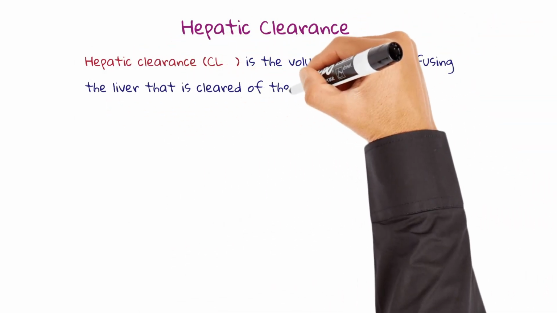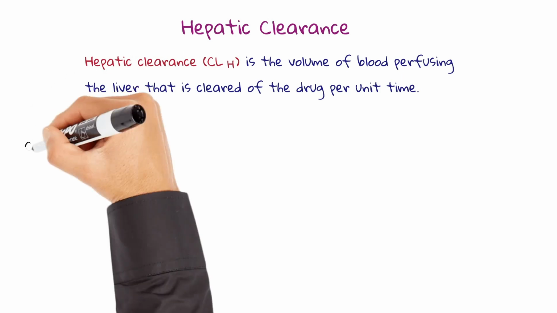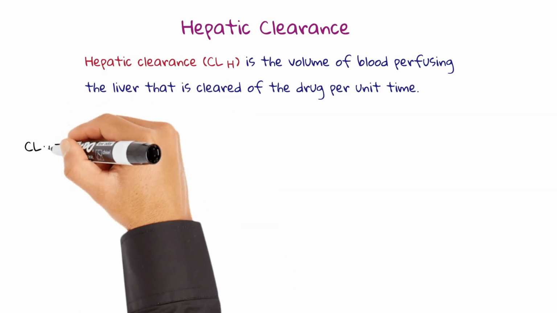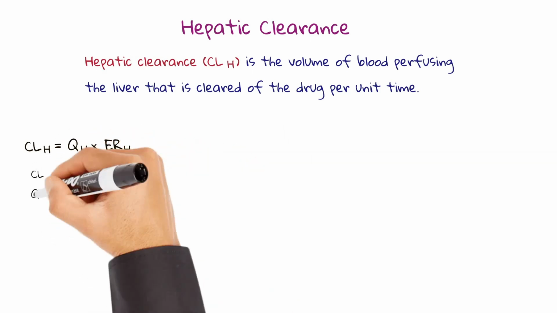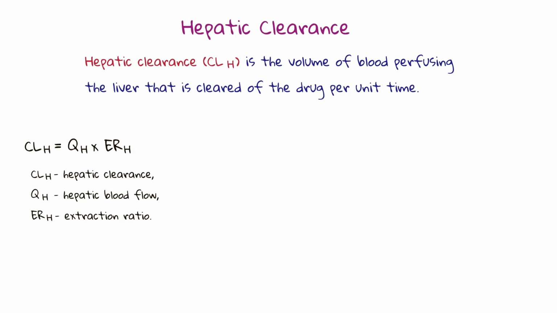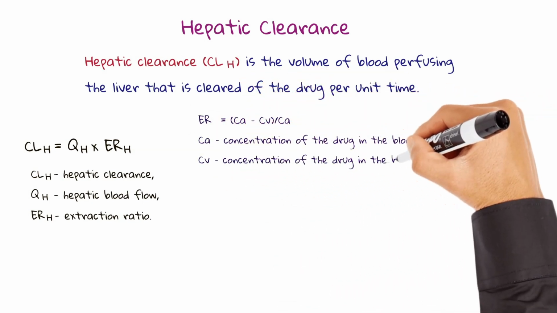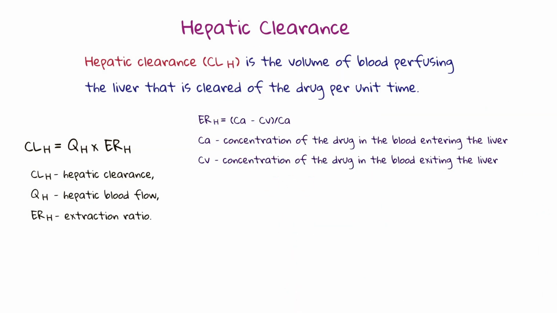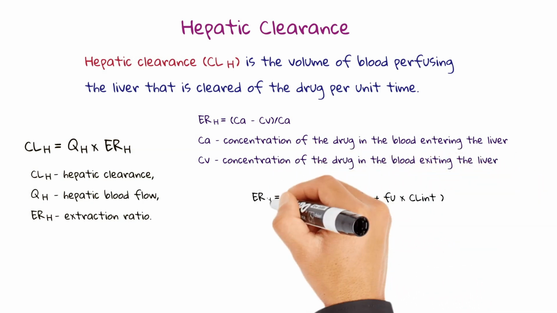Hepatic clearance is the volume of blood perfusing the liver that is cleared of the drug per unit time. Hepatic clearance is determined by hepatic blood flow and hepatic extraction ratio. The hepatic extraction ratio is the proportion of a drug that is cleared from circulation during each pass of the blood through the liver. It can be calculated as the difference between the concentration of the drug in the blood entering and leaving the liver divided by the concentration of the drug in the blood entering the liver.